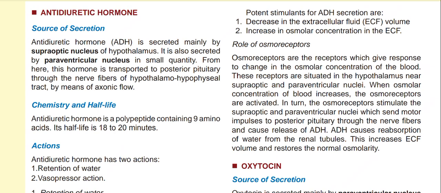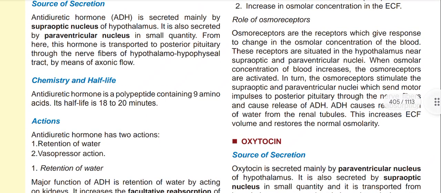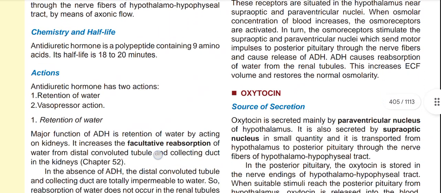From here, this hormone is transported to posterior pituitary through the nerve fibers of hypothalamo-hypophyseal tract by means of axonic flow. The chemistry and the half-life. ADH is polypeptide containing 9 amino acids. Its half-life is about 18 to 20 minutes.